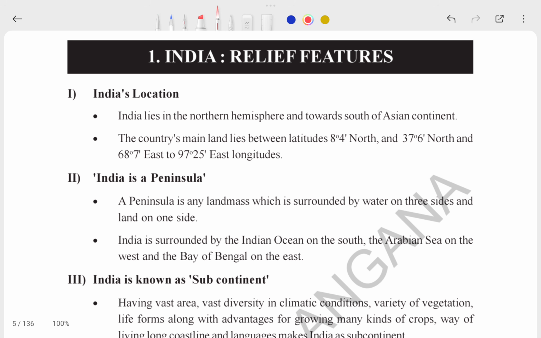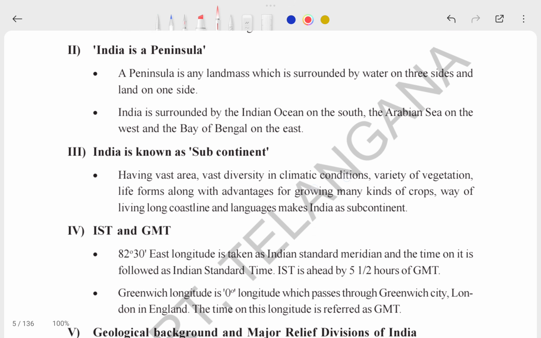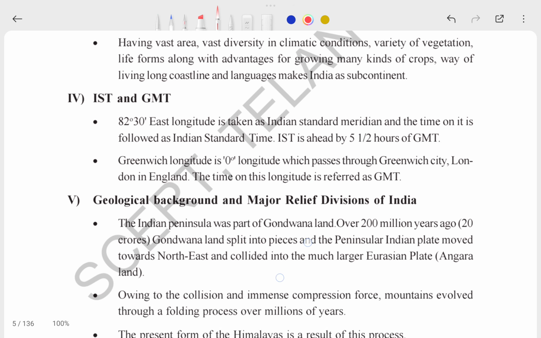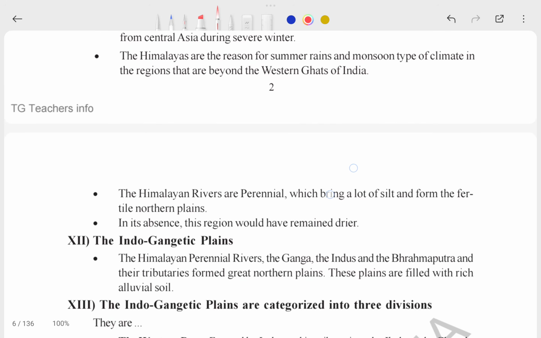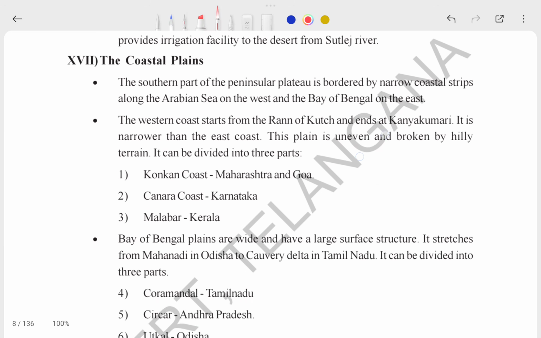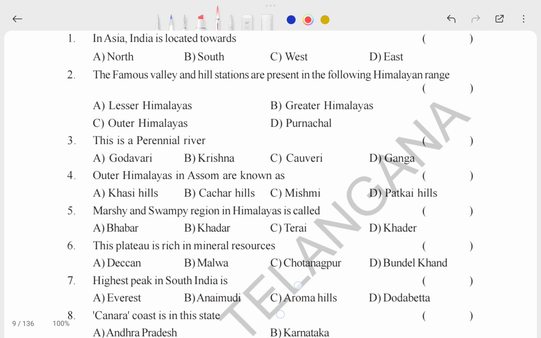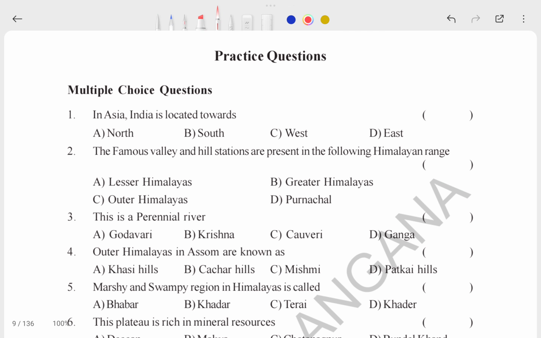So our first chapter is Relief Features. The notes are given about it, but we are not going to see the notes, we will go directly through our important questions. Okay, so let me start. Here it is starting from here. First of all, the multiple choice questions are given.